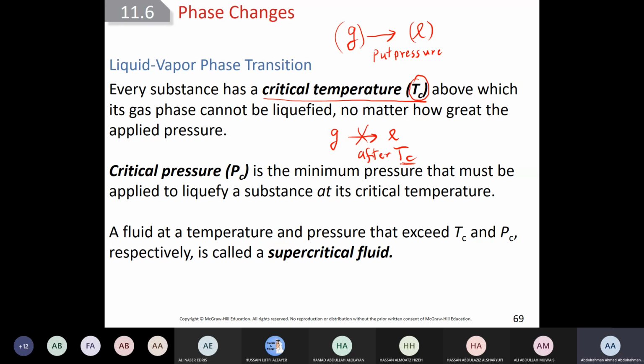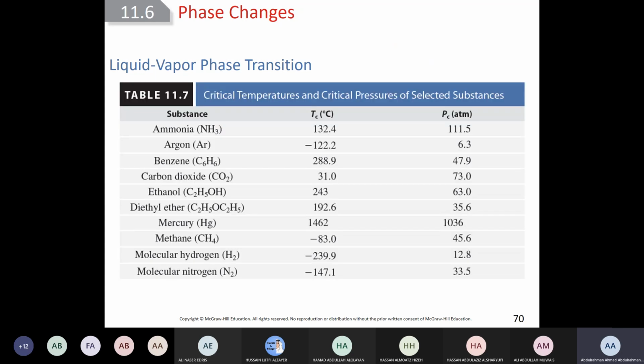What's the critical pressure, PC? PC is related to TC. It's the pressure at which TC is available. This is called critical pressure. It's associated with TC. We will see it in a while. Okay, good.